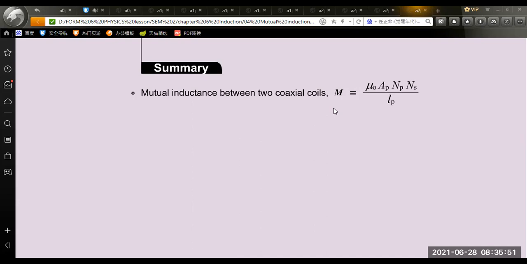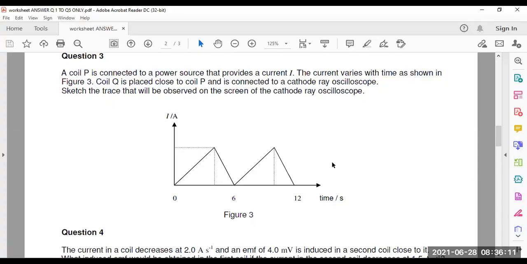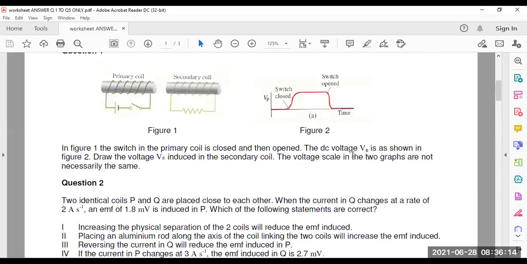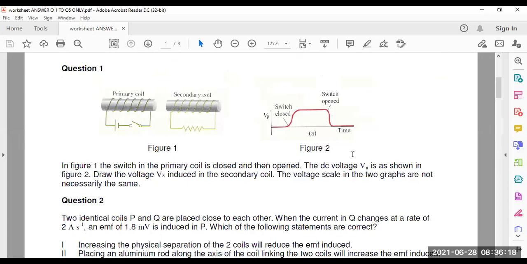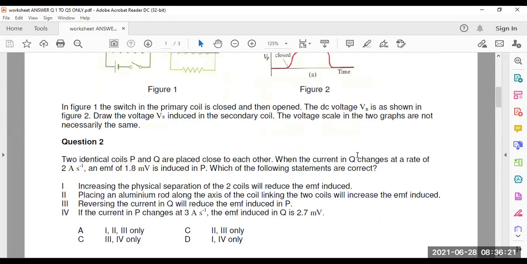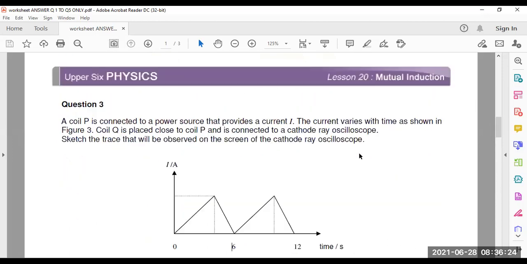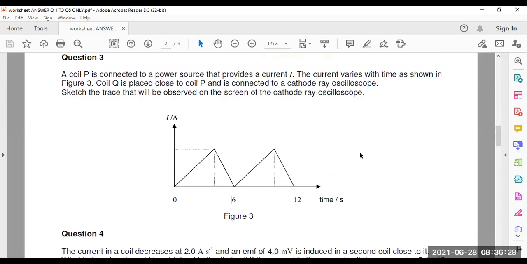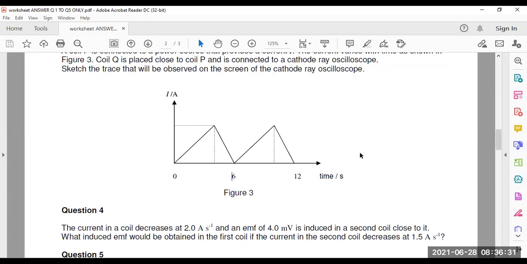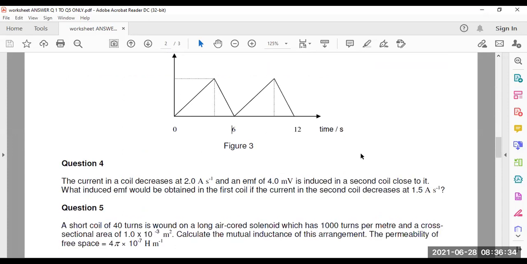As usual, later I will post the questions in our Telegram group. I want you all to solve the questions before checking the answers. Ladies and gentlemen, here will be the questions. Today's lesson, we have 5 questions. Question number 1, question number 2, question number 3, question number 4, and last, question number 5. We just solve the 5 questions only.